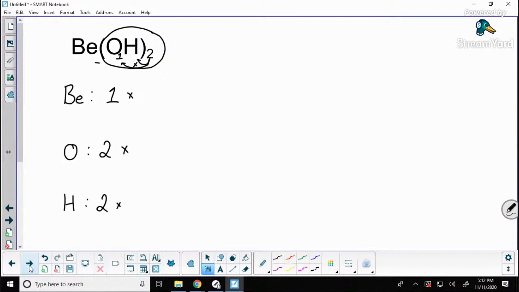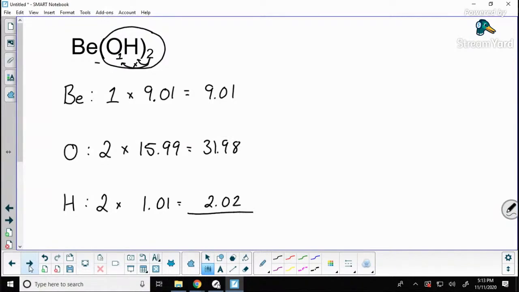So if you go to the periodic table, you might recall we've looked at beryllium previously. It has a mass of 9.0122. And in most molar masses, we're just going to go to the hundredths place. So in other words, 2 decimal places. Oxygen, we looked at previously, is 15.99, and hydrogen, 1.01. We now multiply these together. So 9.01. 2 times 15.99 is going to give you 31.98. And then for hydrogen, 2.02.